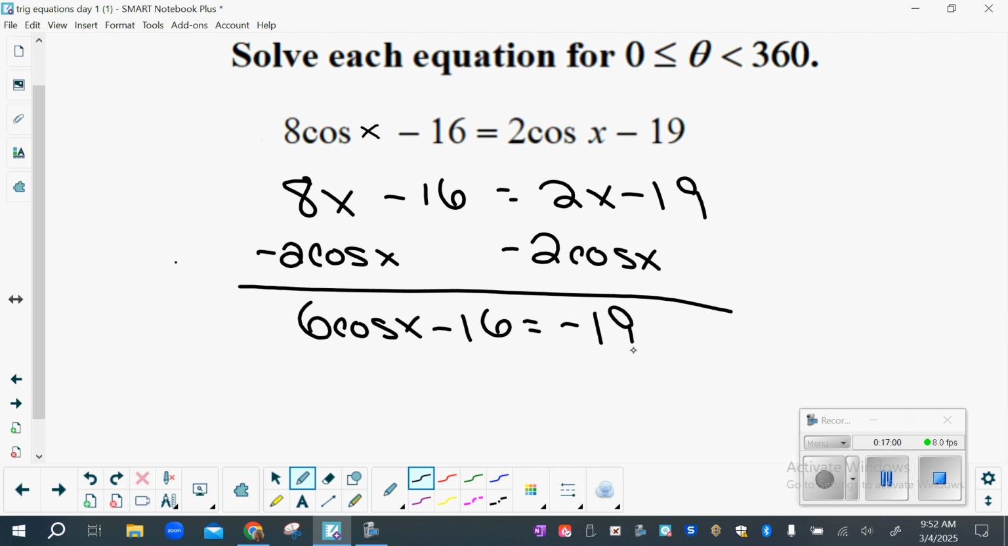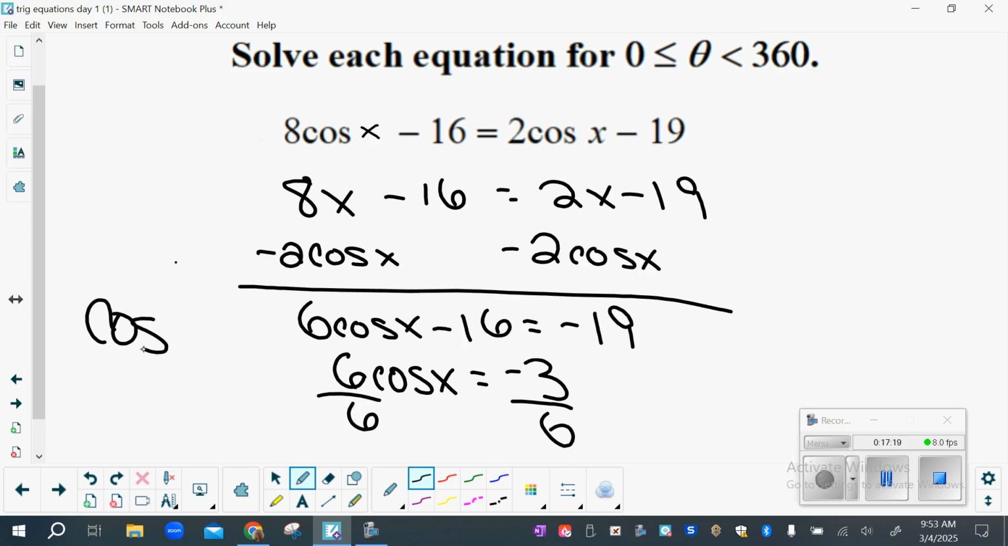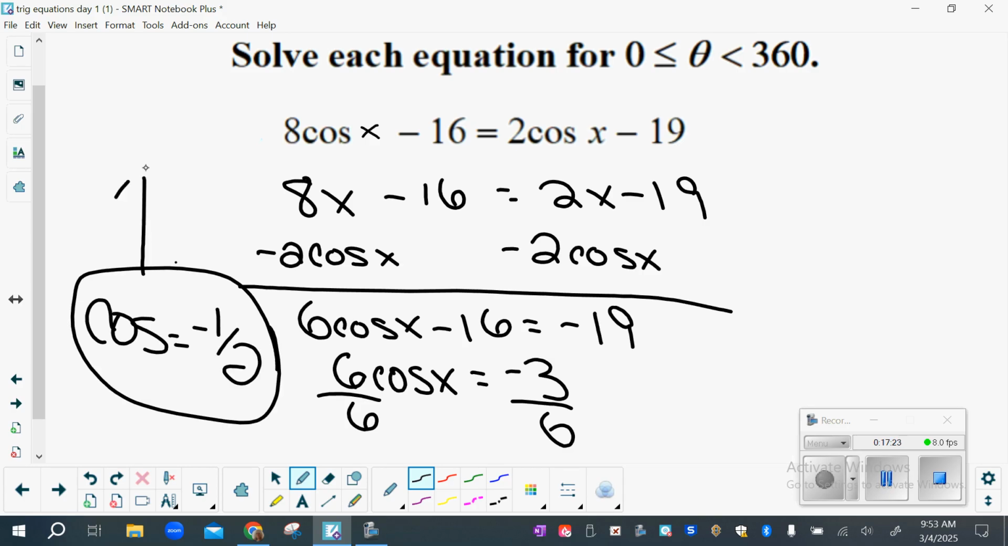Colton, do this problem. You know how to do one like that. Well, now do it with the word cosine in it, baby. 6 cosine equals negative 3. Divide by 6, divide by 6. Cosine equals negative 1/2.